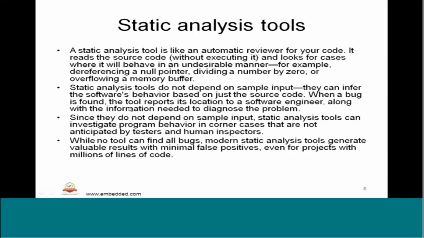So when a bug is found, the tool reports its location to the reportee or the software engineer, whoever is running the tool, along with the information needed to diagnose the problem. That means it will just point out where the issue is in terms of the static analysis aspects that we have seen earlier, like control flow and data flow issues, which is automated and done in the tool, and it will report the location. Basically, it will identify which location has what issue. So this is very important.